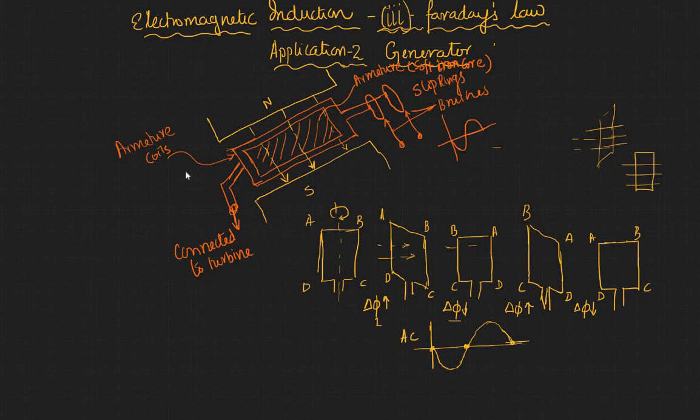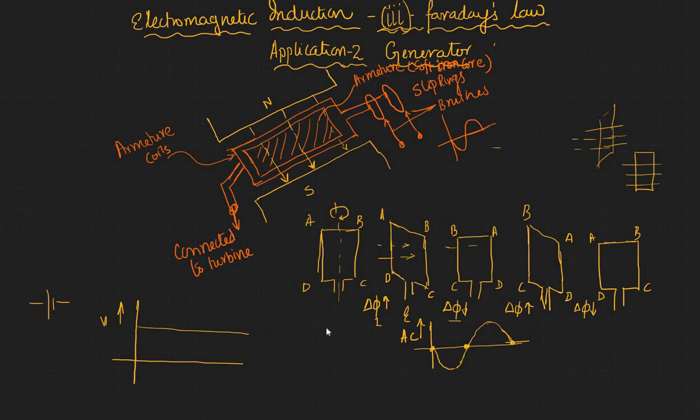In contrast, if it's a DC supply from a battery, your voltage would be constant, right? Your voltage and current would be constant, and here your EMF is cyclic.